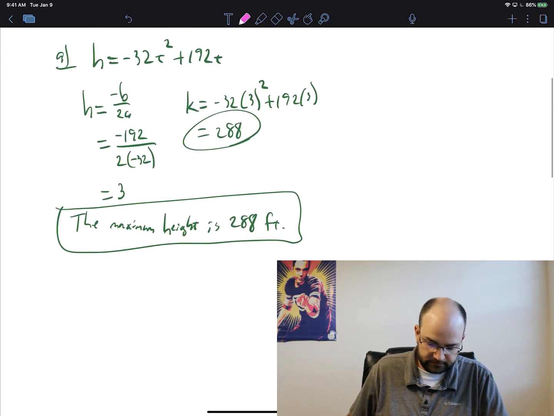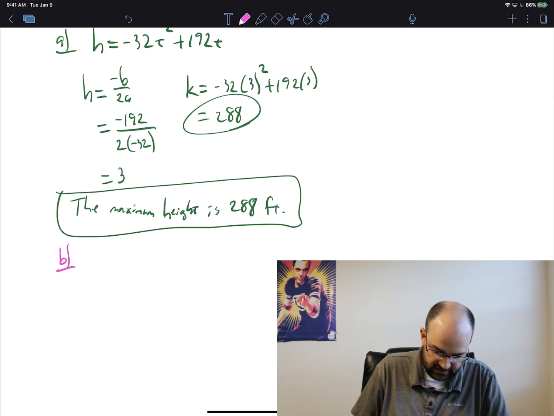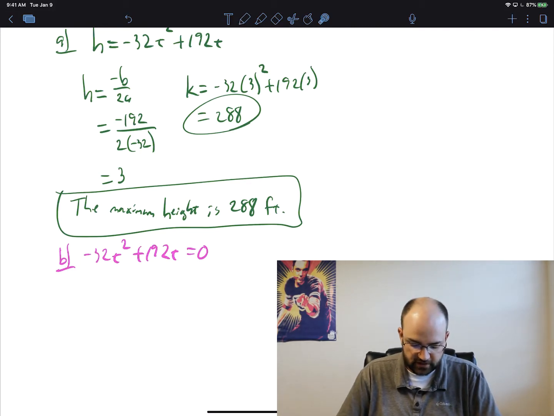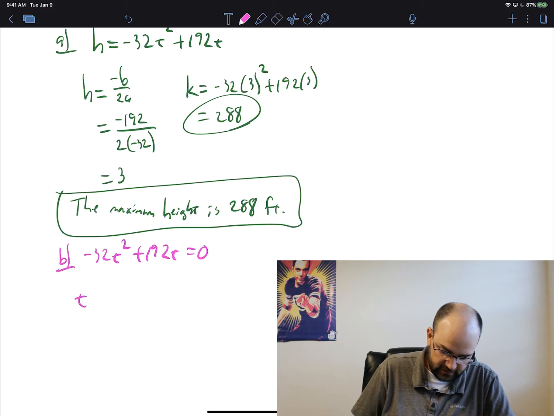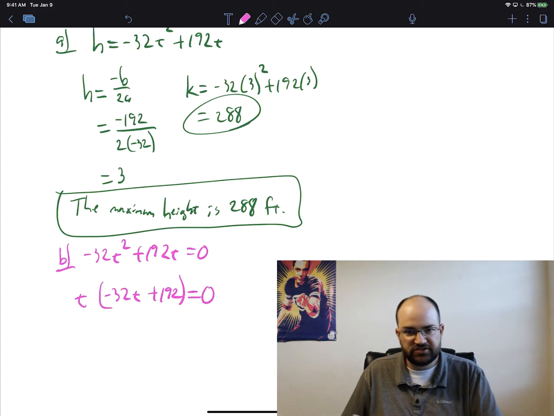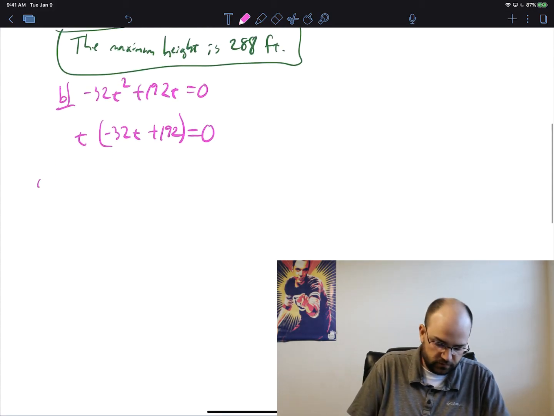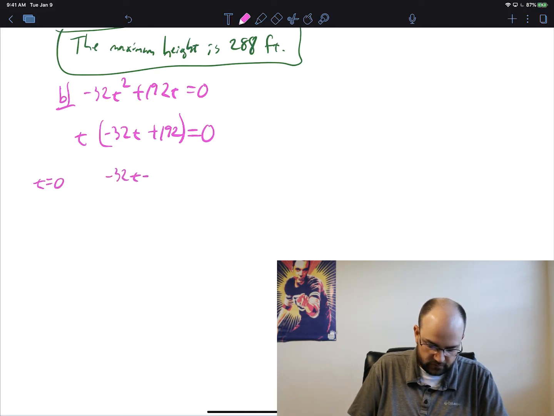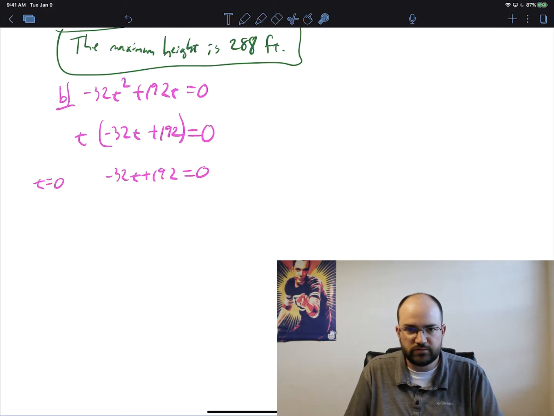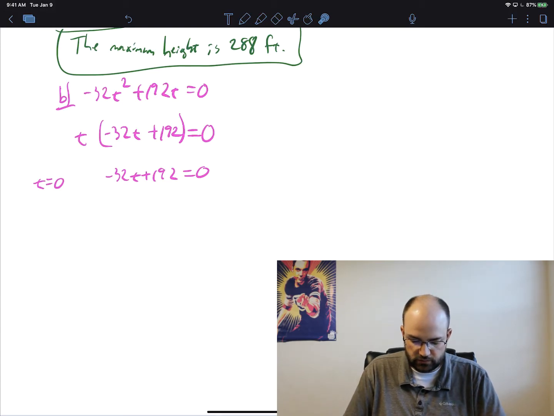And to do that, for letter B, we just say negative 32t squared plus 192t equals 0. You can solve this using the quadratic formula, perfectly fine. But notice that there's a common factor of t, so if I factor that out, I have t times negative 32t plus 192, and all of that is equal to 0. So set each one equal to 0 and solve. Notice, though, that this over here is just t equals 0. That's not my solution. That was where it is being launched from. The solution comes from right here.